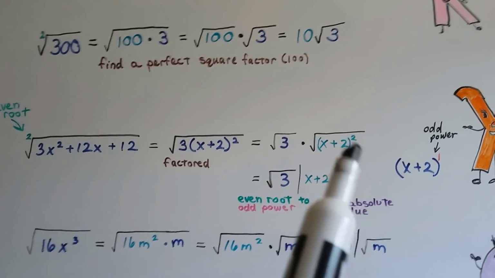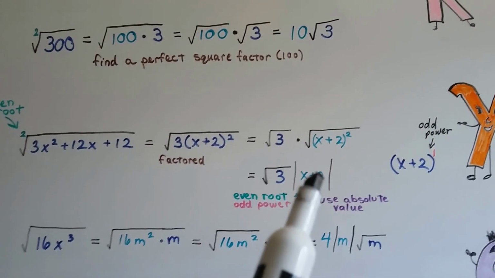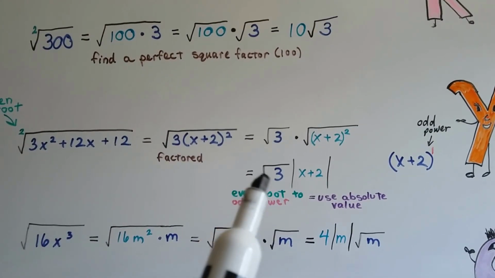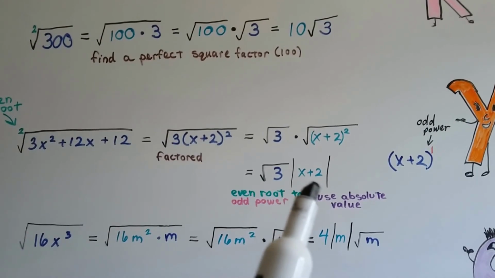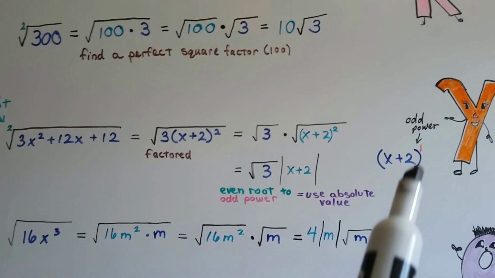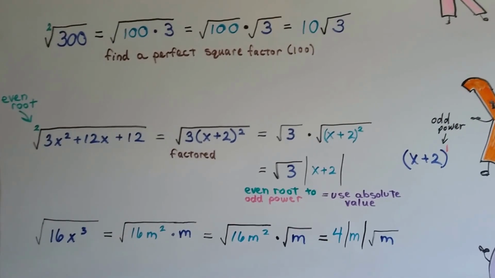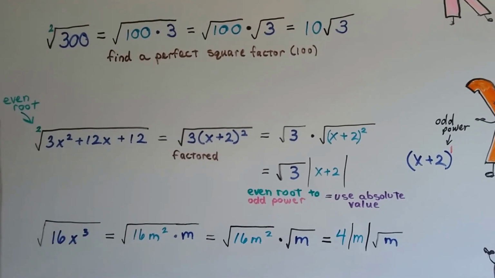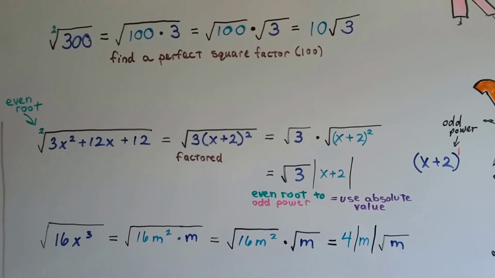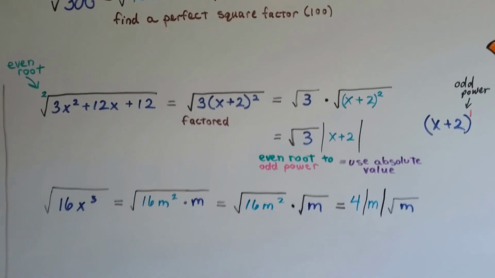We can remove this radical sign and that 2 exponent, and we get the square root of 3 times x plus 2. And because that's an odd power, a 1, we're going to put the absolute value bars around our x plus 2. We went from an even root to an odd power when we simplified, so we're using absolute value. Take a look at this one.